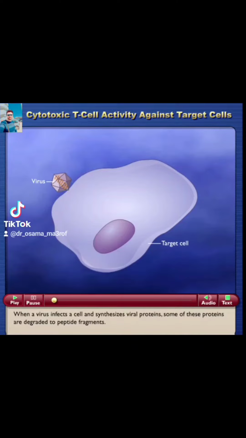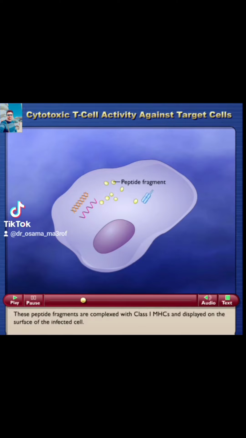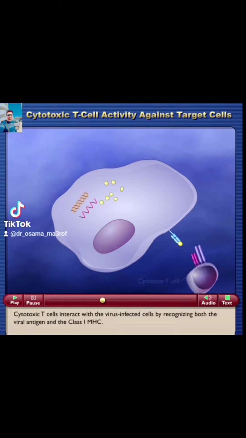When a virus infects a cell and synthesizes viral proteins, some of these proteins are degraded to peptide fragments. These peptide fragments are complexed with class I MHCs and displayed on the surface of the infected cell. Cytotoxic T cells interact with the virus-infected cells by recognizing both the viral antigen and the class I MHC.